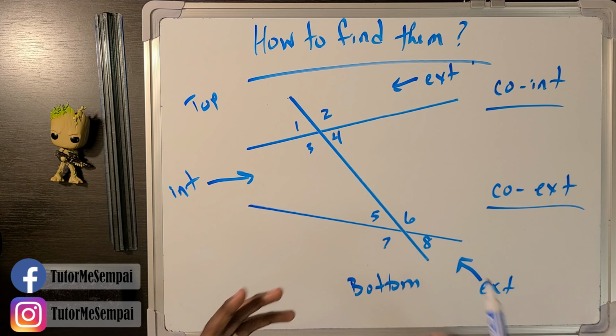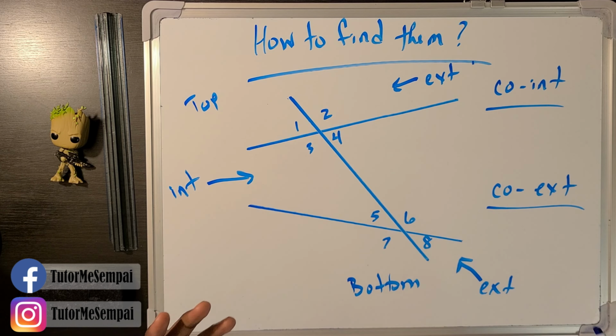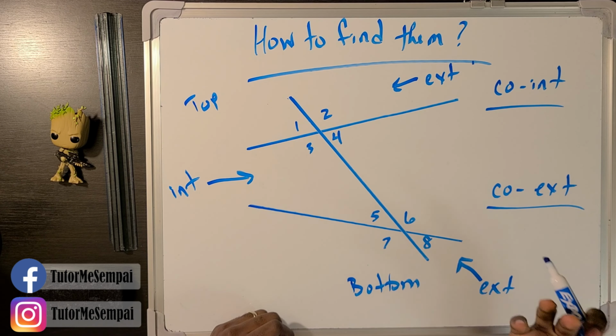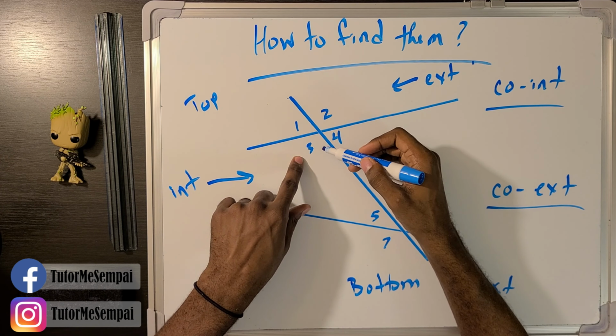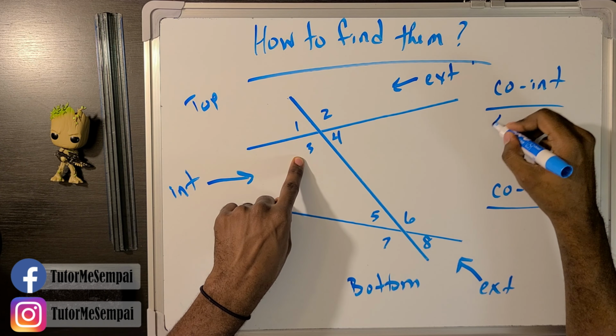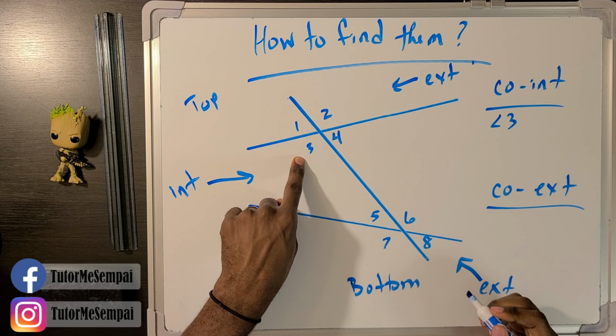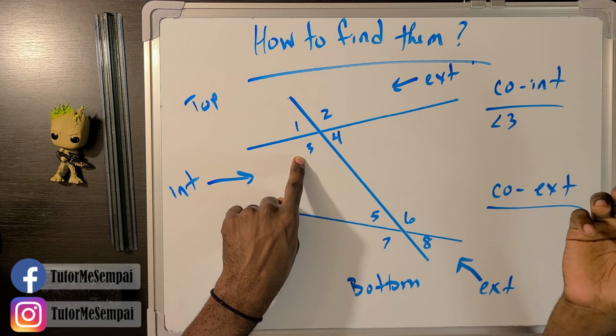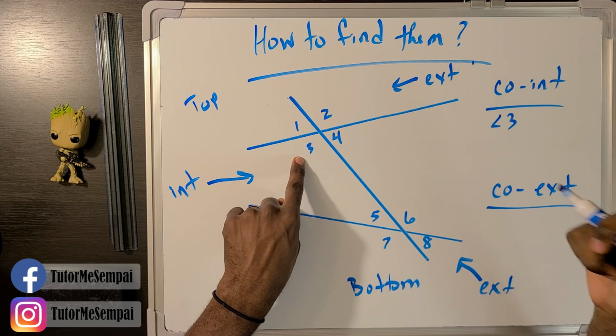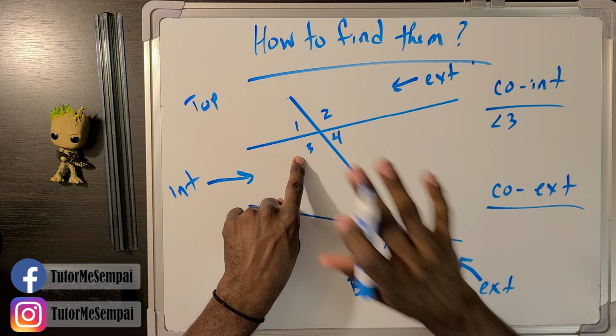So now that we talked about all of that, let's figure out what are our co-interior angles. So let's start with the top. We have 3 and 4. So angle 3 is here. Now we want to be interior, right? So we're in the interior. Good. We're taking one from the top. Good.